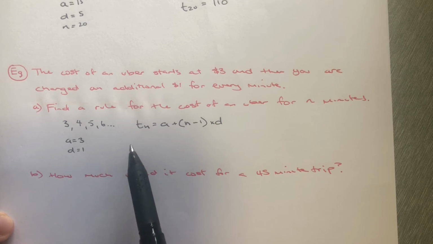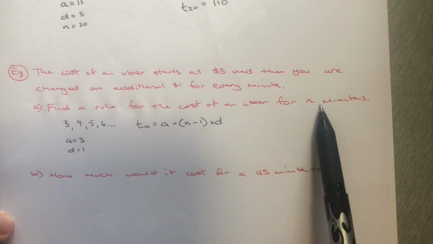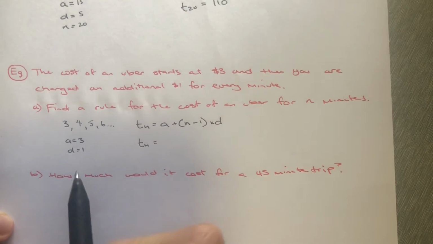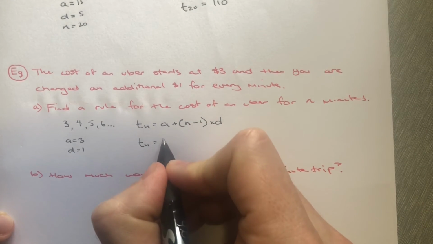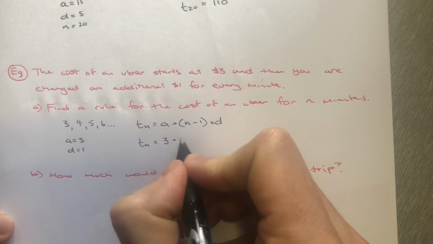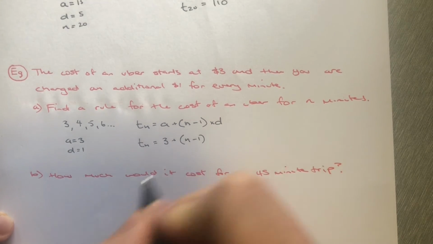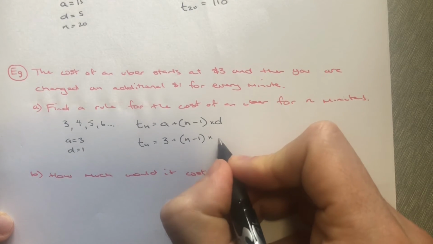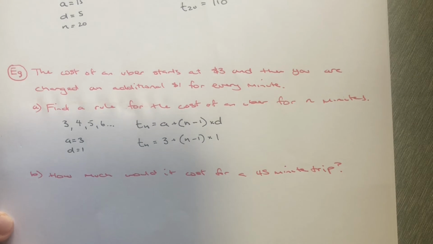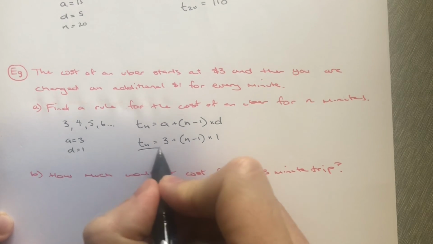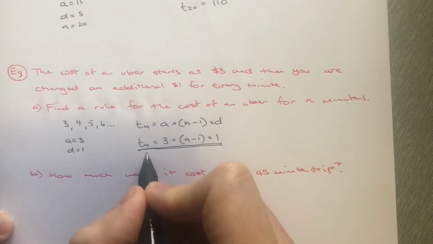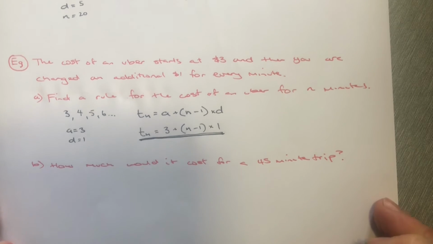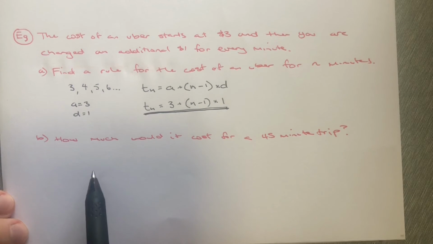So we don't know what n is. It's asking us to find the rule for n minutes. So n's going to stay the same. So we can leave Tn like that, but we do know the first term, which is A, which is 3. So we can put that in there. Again, we don't know what n is, so we can leave it like that. But we know the common difference is d. Well, the common difference is 1. So we change that d to 1. So this here is actually our rule that's going to help us find the cost of an Uber for however many minutes.